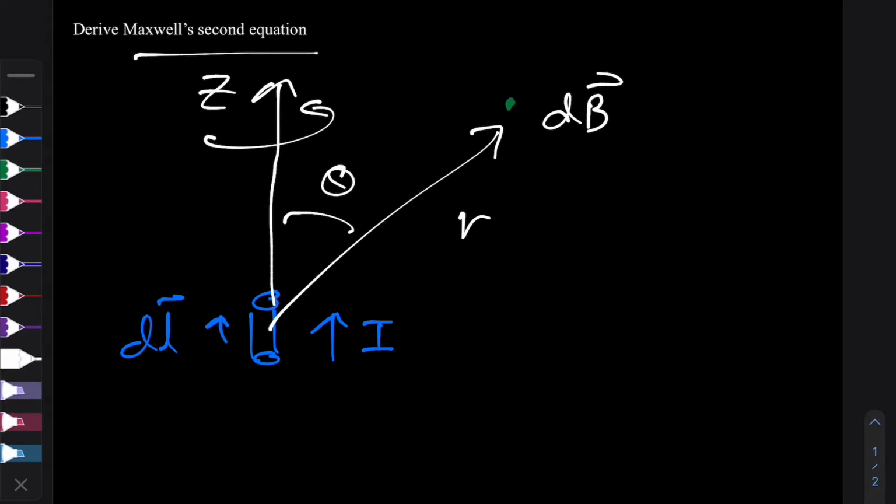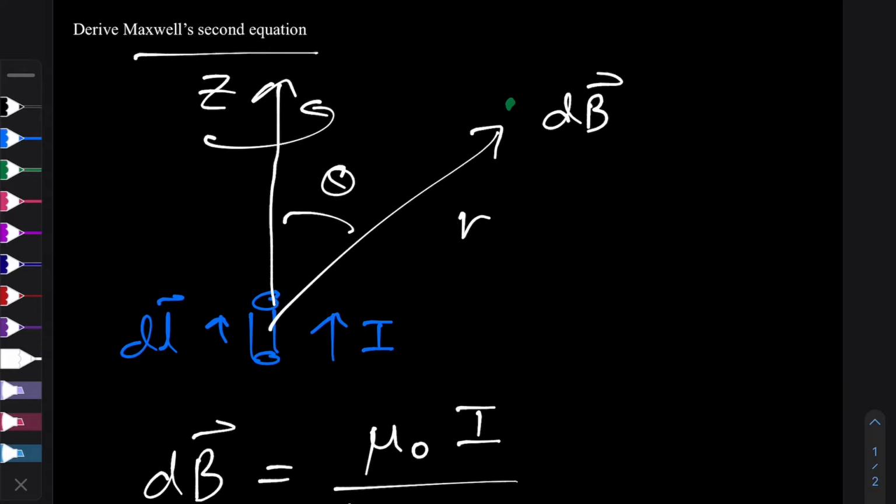So we know that we can work out dB using the Biot-Savart law. The Biot-Savart law says dB, it's a vector equation, is equal to mu naught, which is a number that tells us how easy it is for a magnetic field to spread through vacuum, times I, divided by 4 pi r squared, times dl, the vector, cross-producted with r hat, where r hat is a unit vector in the same direction as r, but with length 1.